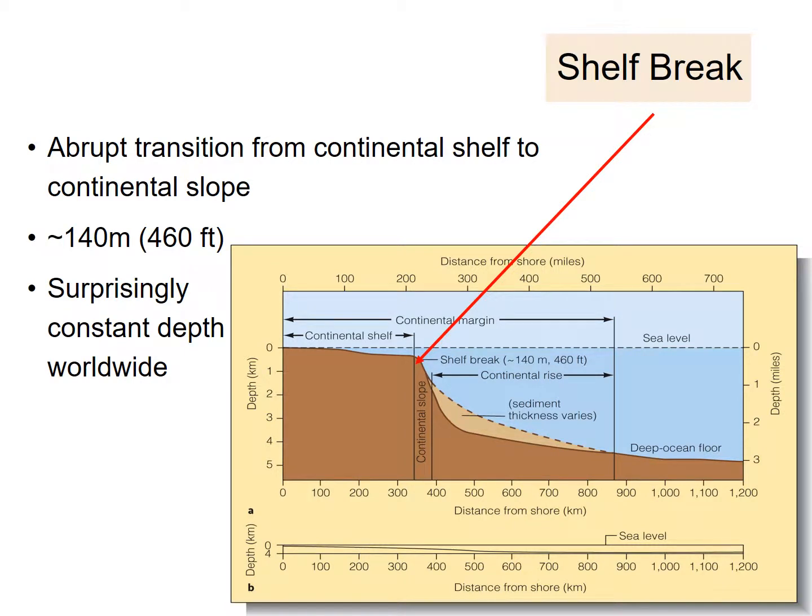The shelf break, I have the red arrow pointing to it, is the abrupt transition from continental shelf to the continental slope. The continental shelf has a surprisingly constant depth worldwide. It's about 140 meters deep, which is about 460 feet. And you can also think of the shelf break as the nick point between the continental shelf and the continental slope.